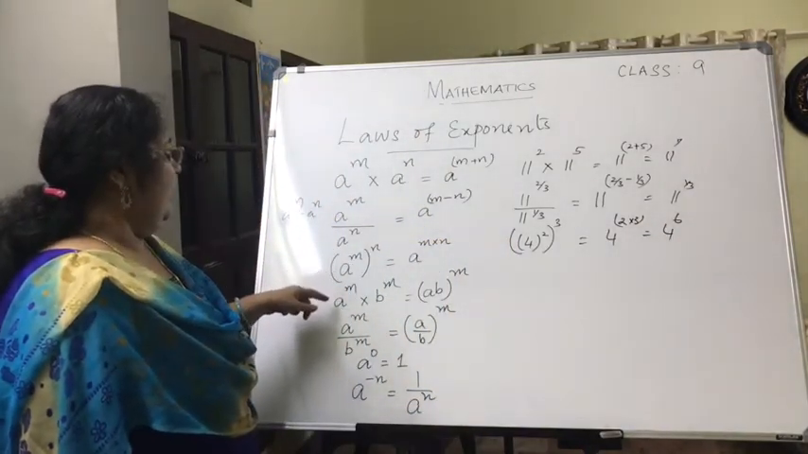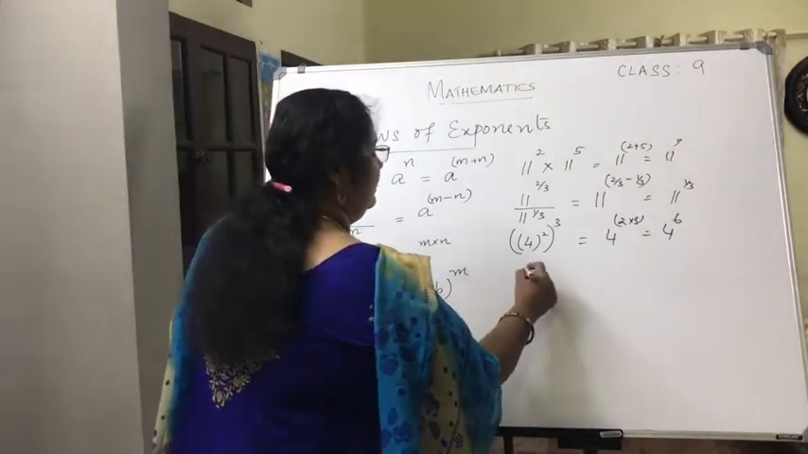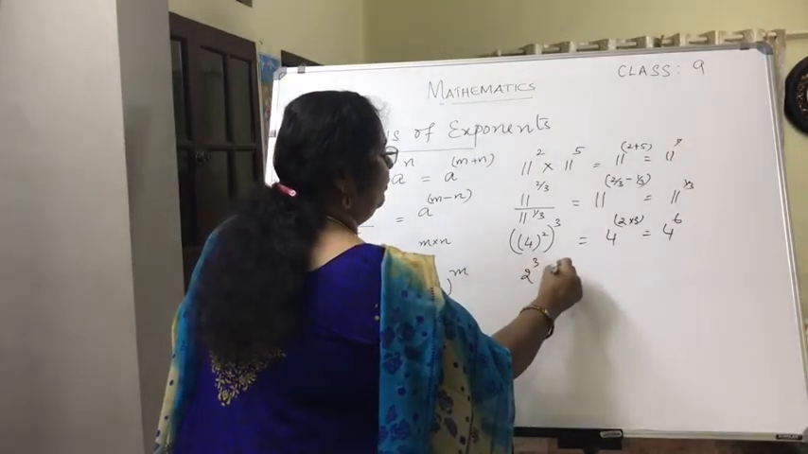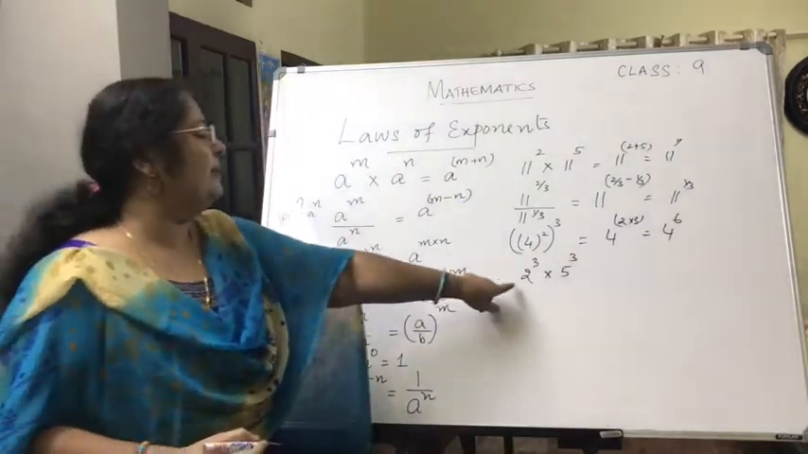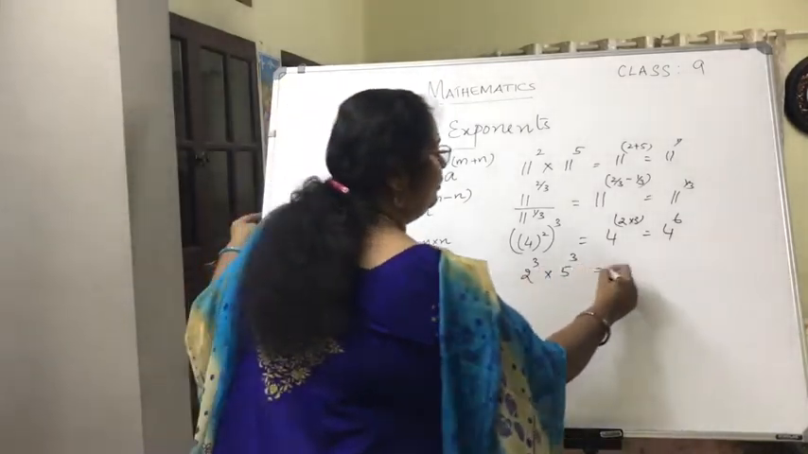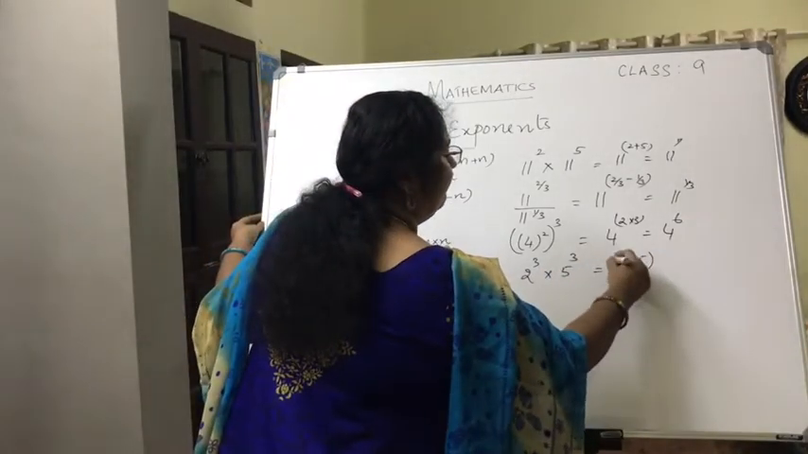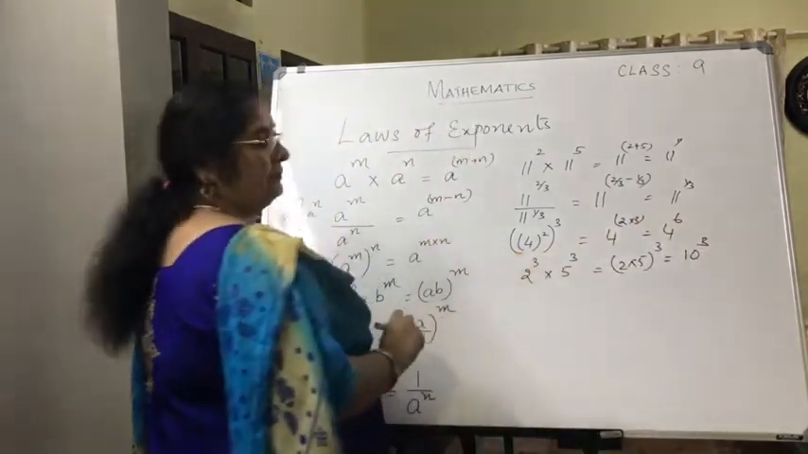Now next, a raised to m into b raised to m. So let us take, say, 2 raised to 3 into 5 raised to 3. The bases are different, powers are same. This will be equal to 2 into 5 the whole raised to 3, or 10 raised to 3.